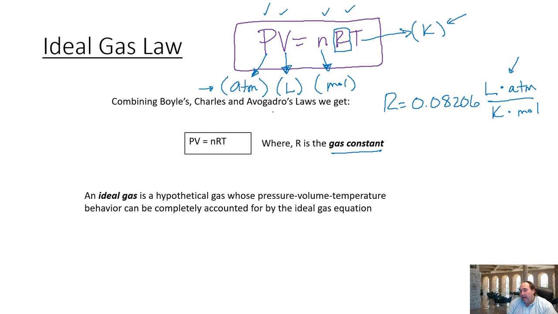A lot of people and a lot of books will use a rounded version of it, which is 0.0821. And that number's okay. I personally use 0.08206 because that's the number they beat into my head and I can't get it out as much as I try. But a lot of people will use 0.0821, and again, you can use either one, it's perfectly fine. So this is a really important equation. It is used for a lot of applications, as we will see in the rest of this chapter.